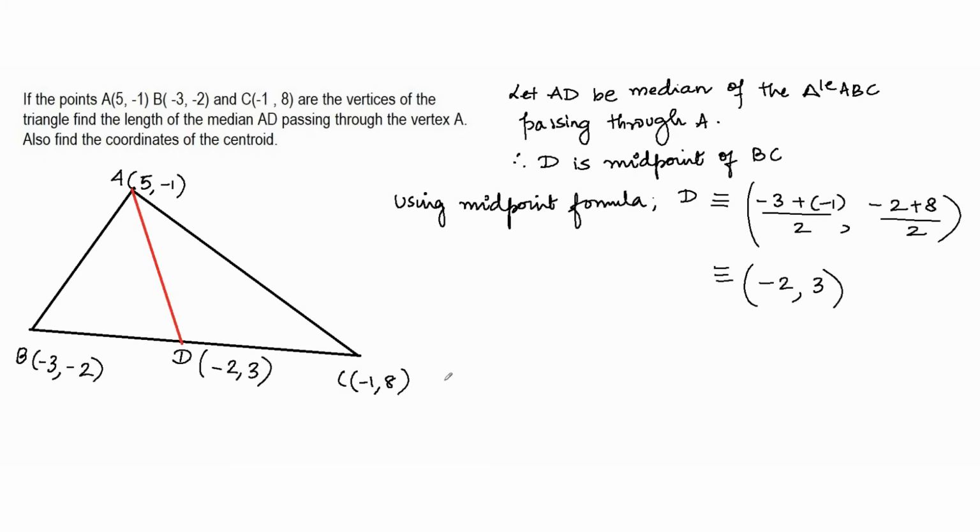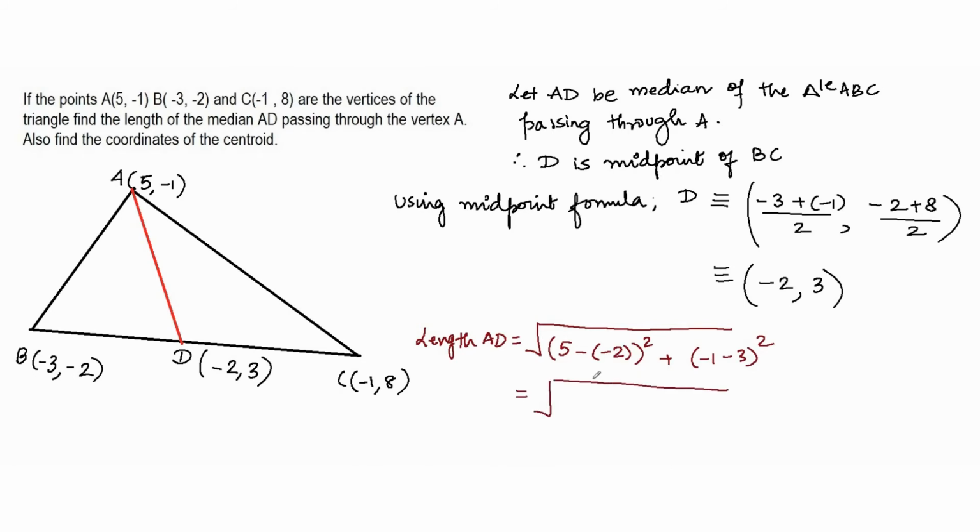Now if we want to find the distance AD, the length of AD can be found out using the distance formula. So the distance formula says it is (5 minus of minus 2) the whole square plus (negative 1 minus 3) the whole square. And that is going to be under root of 5 plus 2 is 7 square plus negative 1 minus 3 is negative 4, so this is 4 square. And therefore this is going to be root of 49 plus 16, that is root of 65 units, right? Therefore the length of this median is going to be root 65 units.